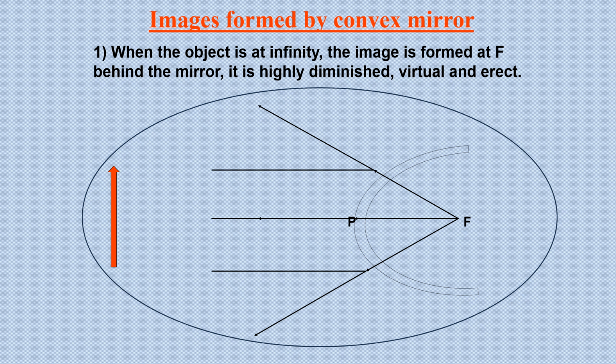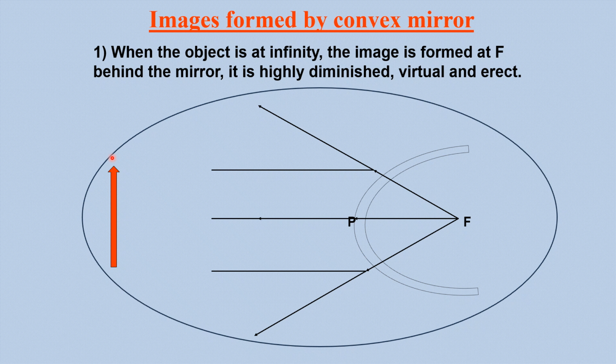And next is the image formed by the convex mirror. For studying the images formed by a convex mirror, there are two positions of the object to be considered. So there are only two cases. The first is when the object is at infinity, and the second is when the object is at a finite distance from the mirror. So let's see that now.